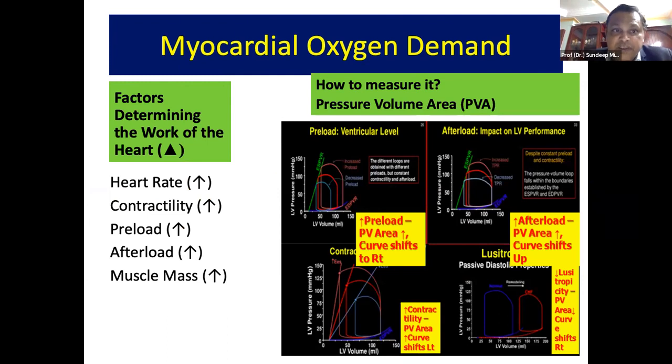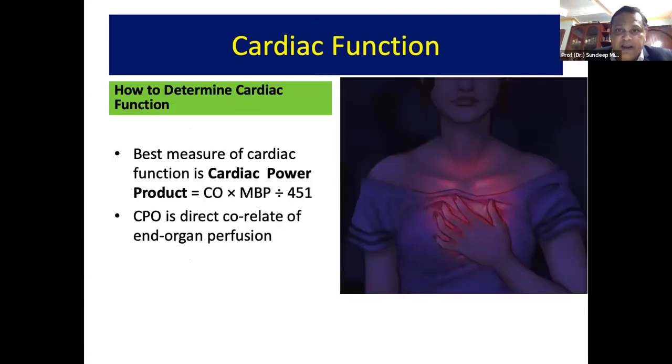Talking about oxygen demand, the factors that contribute to increased oxygen demand are increased heart rate, increased contractility, increased preload, increased afterload, and muscle mass. So if any of these things happens, for example, if there is some problem and there is tachycardia, that will increase the myocardial oxygen demand, and that will cause us some problems. And then the third thing, as I said, is a product of cardiac output and mean blood pressure.